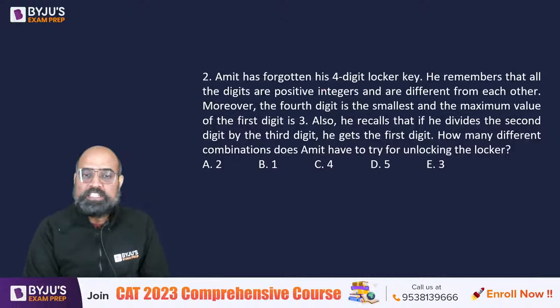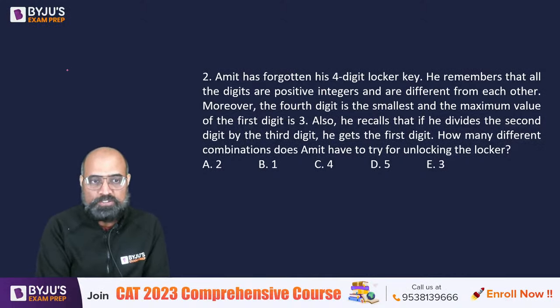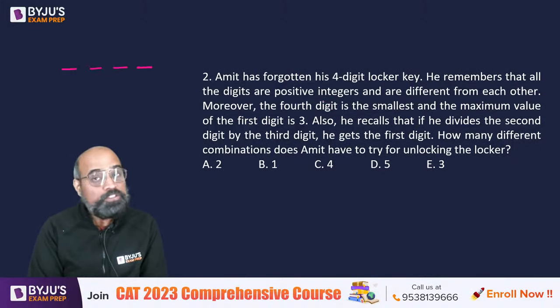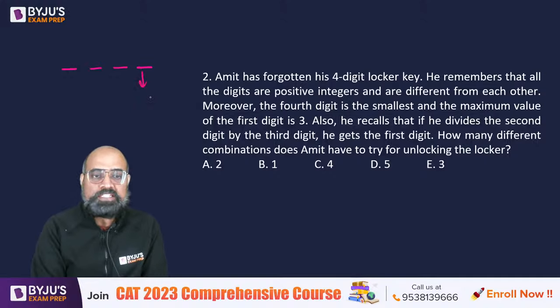Okay, next, Amit has forgotten his 4-digit locker key. He remembers that all the digits are positive integers, so we cannot take 0, it should be at least 1, and they are different from each other, so they're distinct. Moreover, the 4th digit is the smallest and the maximum value of the first digit is 3. So this digit is the smallest one, and here the maximum allowed digit is 1, 2, or 3.